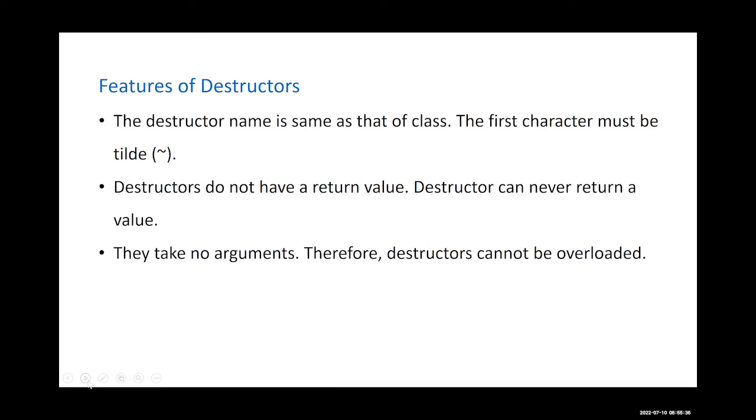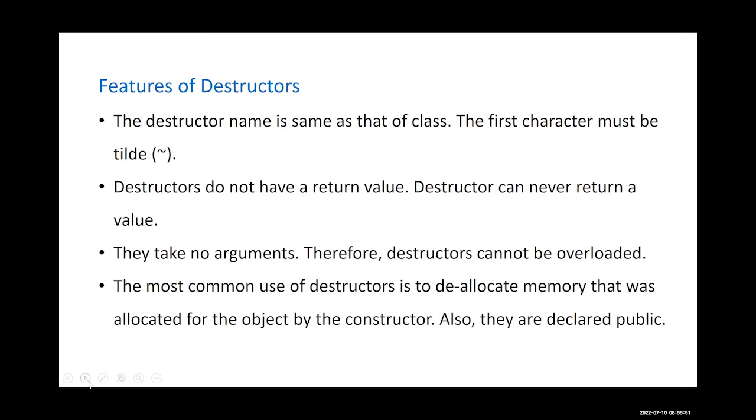They take no argument, therefore a destructor cannot be overloaded. Another important feature in comparison to the constructor is that it doesn't take any parameters. We can overload the constructor, but we cannot overload the destructor. The most common use of a destructor is to deallocate memory that was allocated for the object by the constructor. Also, they are declared in public. So these are the four important features. First, the name has to be similar to the class and has a tilde sign. It doesn't return any value. It doesn't take any argument and cannot be overloaded. And they are declared in public.